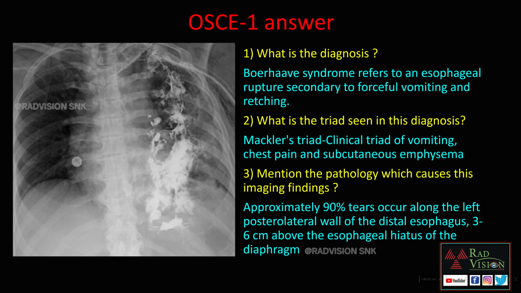What is the triad which is seen in the diagnosis? It is Mackler's triad. There is a triad of vomiting, chest pain and subcutaneous emphysema. As we have already seen, this is the subcutaneous emphysema. And also mention the pathology which causes these imaging findings. It is 90% of tears occur along the left posterolateral wall of the distal esophagus, that is 3 to 6 centimeters above the esophageal hiatus of diaphragm. So remember Boerhaave syndrome and Mackler's triad. And what is the common rent, that is left posterolateral wall of the distal esophagus.